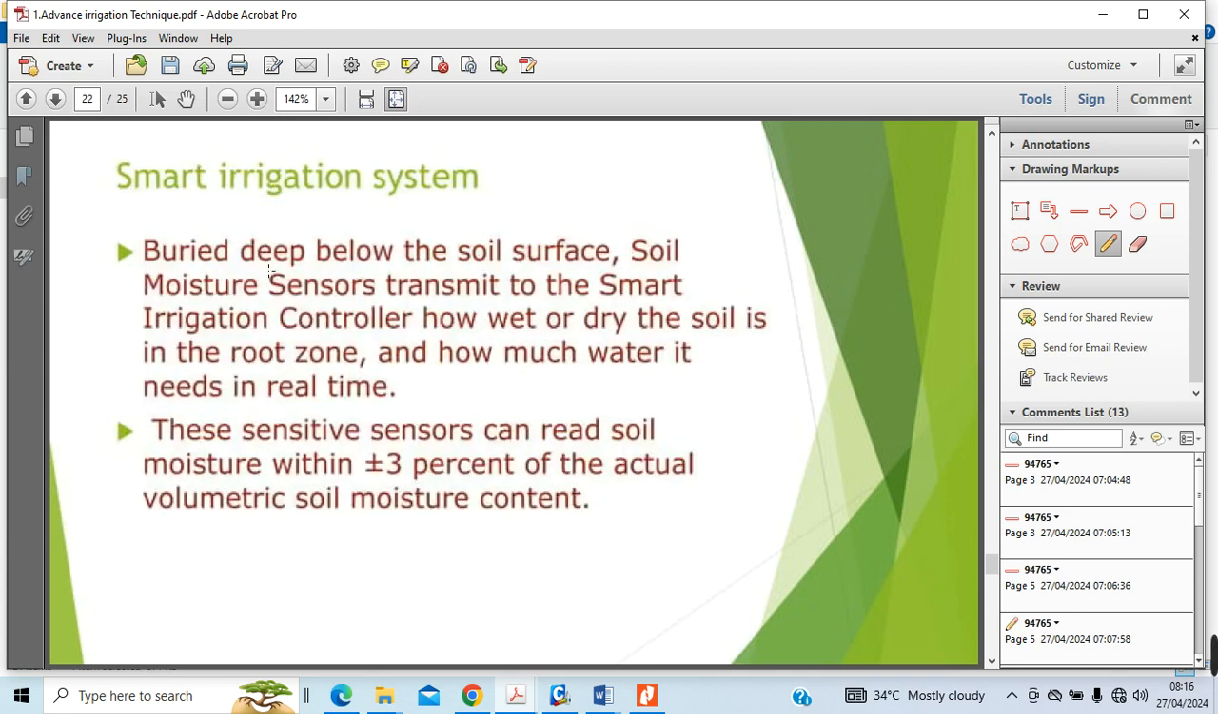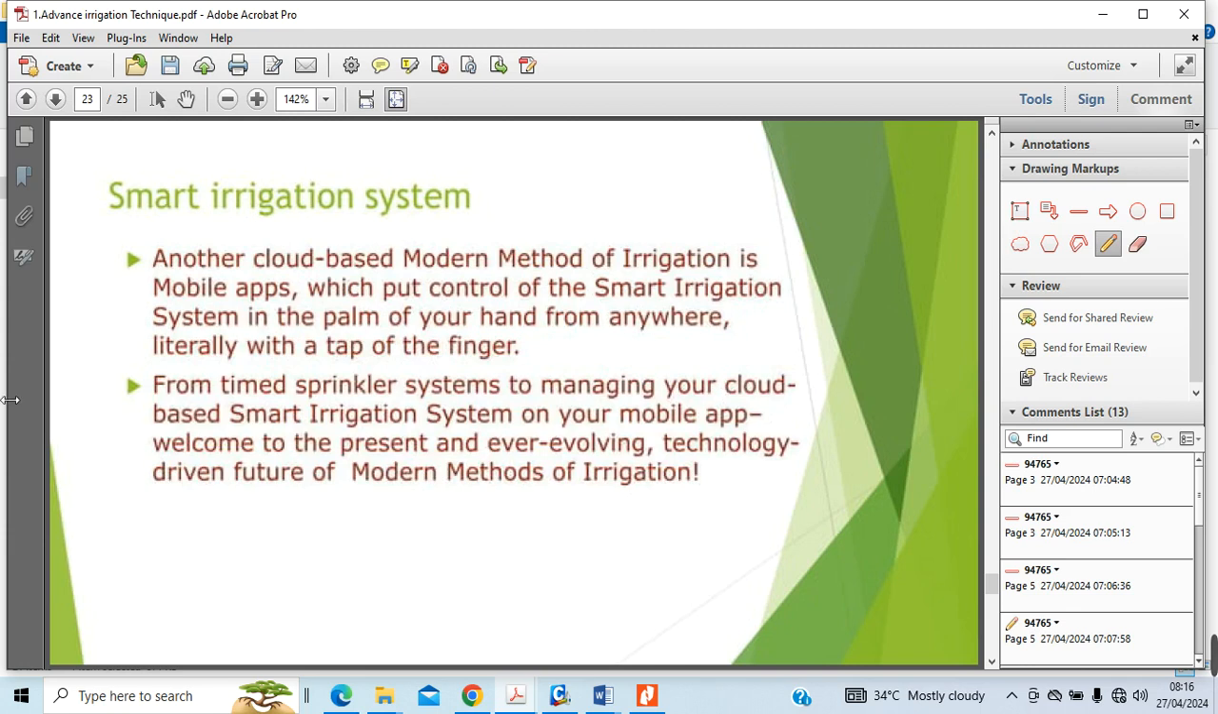Smart irrigation system. Sensors are buried deep below the soil surface. Soil moisture sensors transmit to the smart irrigation controller how wet or dry the soil is in the root zone, and how much water it needs in real time. These sensitive sensors can read soil moisture within 3% of actual volumetric soil moisture content.